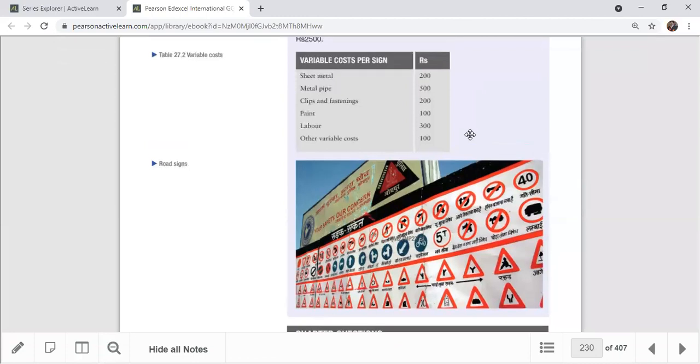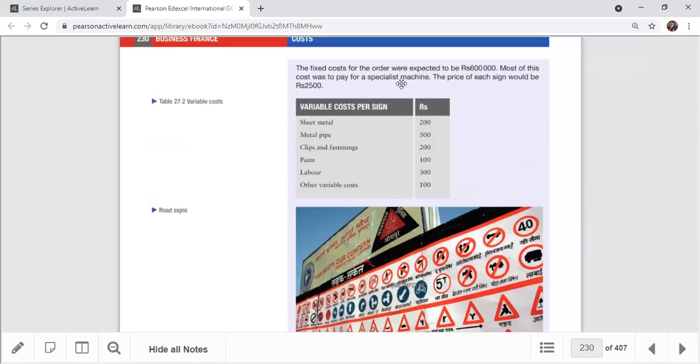In this case, they have given the material cost. The fixed cost of the order was expected to be 600,000 Indian rupees, and most of these costs were paid to specialized machines.